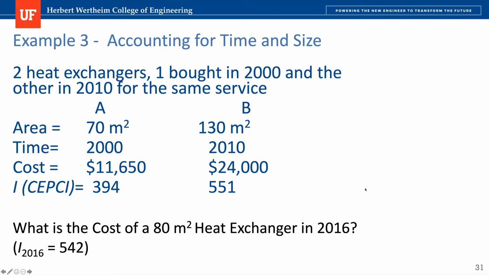So, equipment A and B, right? You have the difference in area, 70 square meters and 130 square meters. You have the time when each was purchased and the corresponding price for that time. They also give you the CEPCI value for that particular purchase. The question is, what is the cost of an 80 square meter heat exchanger in 2006? They also give you the CEPCI value for 2006. So I recommend you quickly pause and think about how to do this and then get back to the solution.